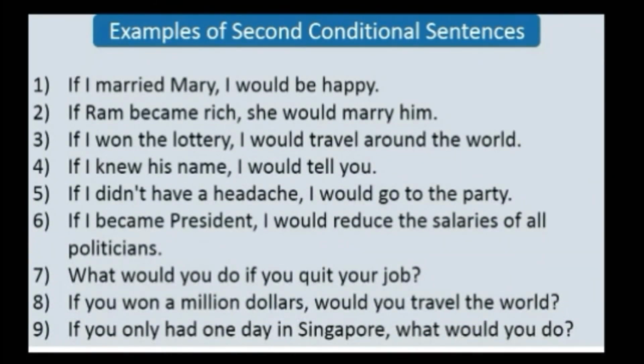So these are the examples of second conditional sentences. If I married, I would be happy. So the first if clause contains past simple and the second clause contains would be. Okay, so these are imaginary sentences that cannot happen in the present or in the future. When we talk about imaginary situations in the present that cannot happen in the future, we use the second conditional.